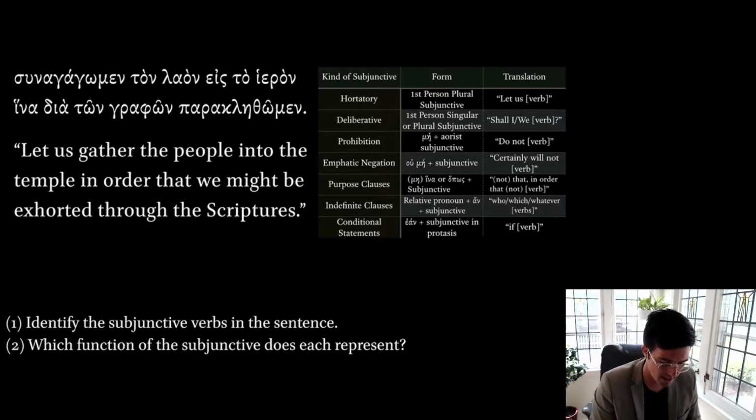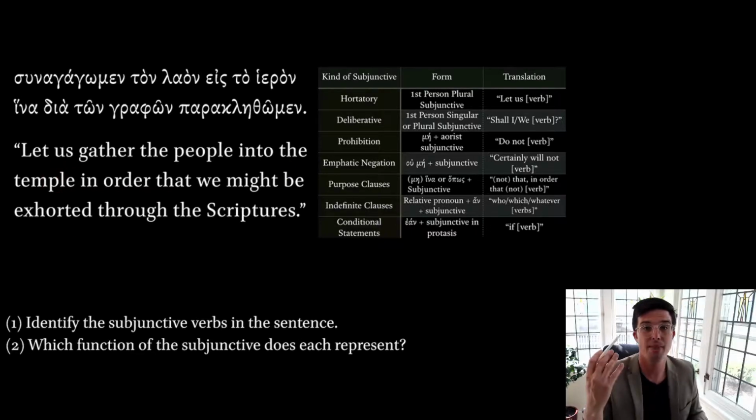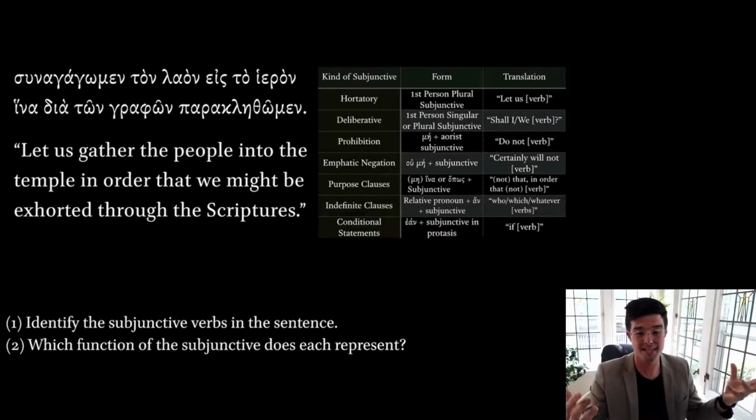So I've given you here in Greek and in English, the English translation, the sentence along with two questions. So what I want you to do is go ahead and pause the video, look at your screen, and identify the two different subjunctive verbs in the sentence, and then identify what function they have based on both the English translation, but also based on this chart over here. If you can look to the chart first before basing your decision off of the English translation, that's all the better, but that's not necessary at this point because we were just doing the practice of identification.